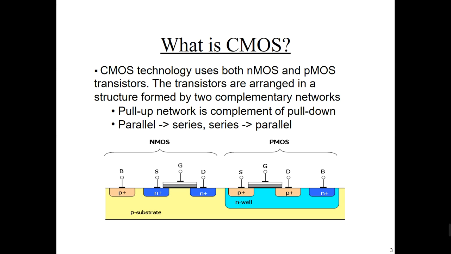CMOS technology uses both NMOS and PMOS transistors, and the transistors are arranged in a structure formed by two complementary networks, such that the pull up network is the complement of the pull down network. That means both pull up transistors as well as pull down transistors are in complement form. They are arranged in the form of parallel to series or series to parallel. If pull up transistors are connected in parallel, the pull down transistors are connected in series. In the same way, if the pull up transistors are connected in series, similarly the pull down transistors are connected in parallel.